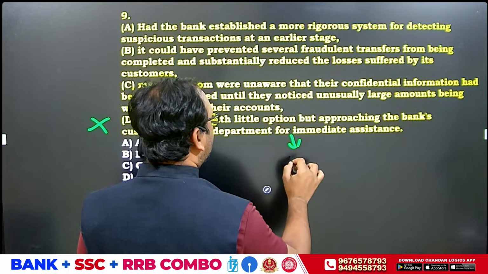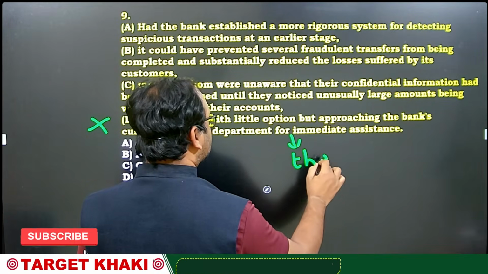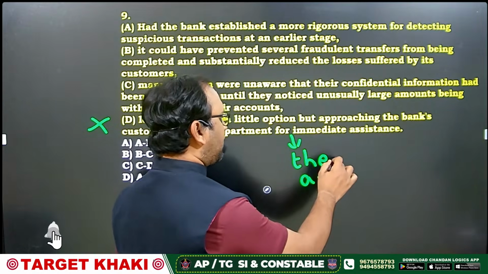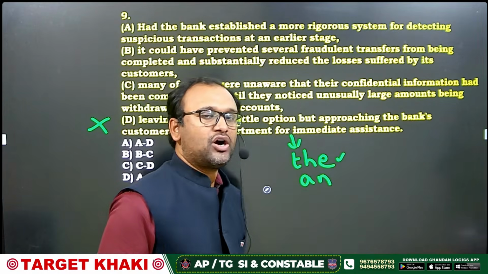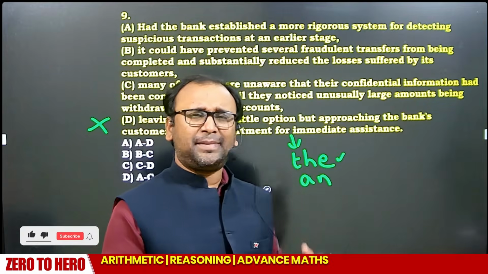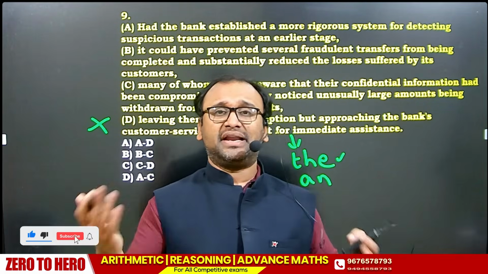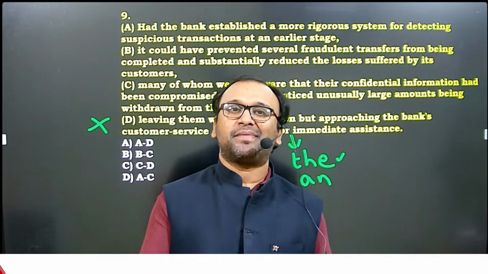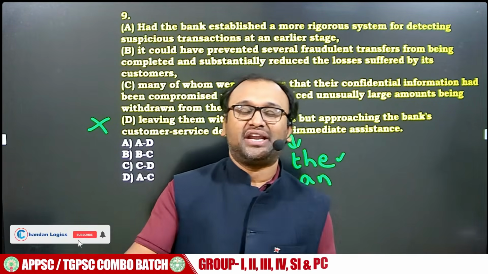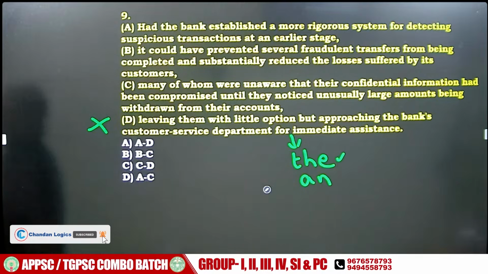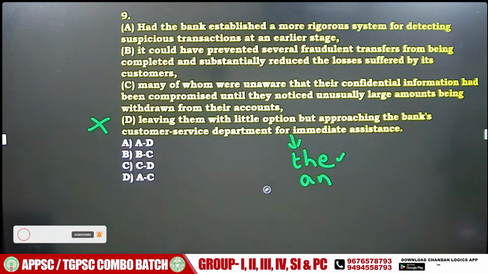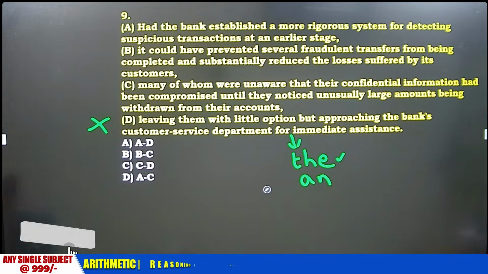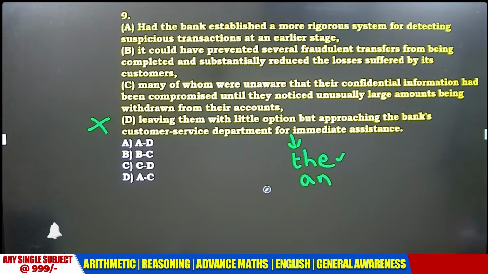You have to say for the immediate assistance or for an immediate assistance. This is preferred, for the immediate assistance, because, do you understand the meaning of the sentence? Money is gone. So customers are running to the banks for justification. Where is my money? Where is my money? It is urgent, emergency.